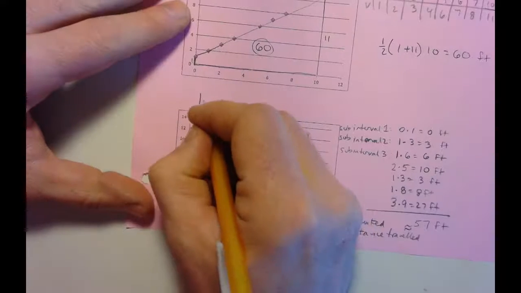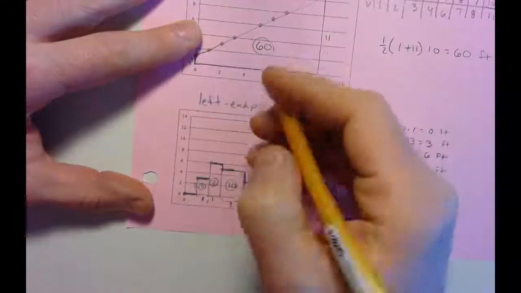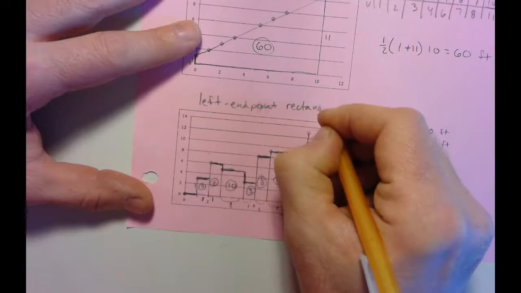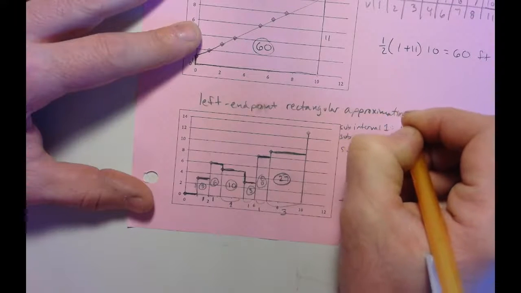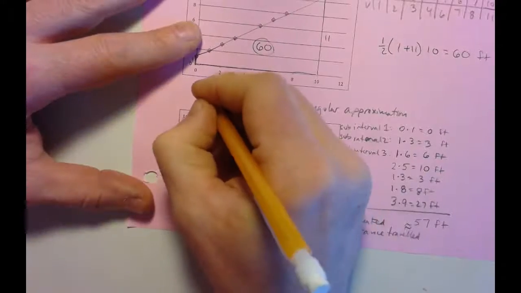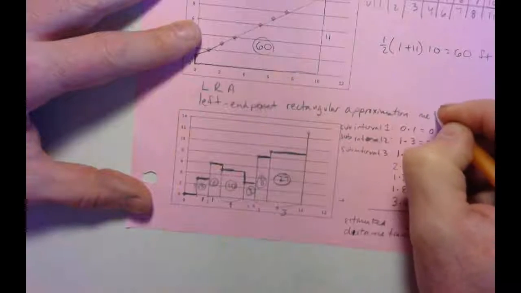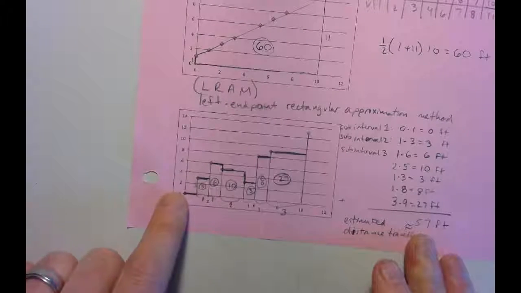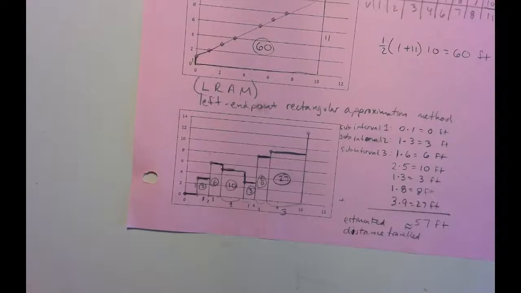And so that is called the left endpoint rectangular approximation. We're going to shorten that by calling it left rectangular approximation. Oh, I forgot that method. We're going to call it LRAM. So LRAM is just saying, hey, this is varying all over the place. Let's use the left endpoint and figure out how far it travels if we use that left endpoint.